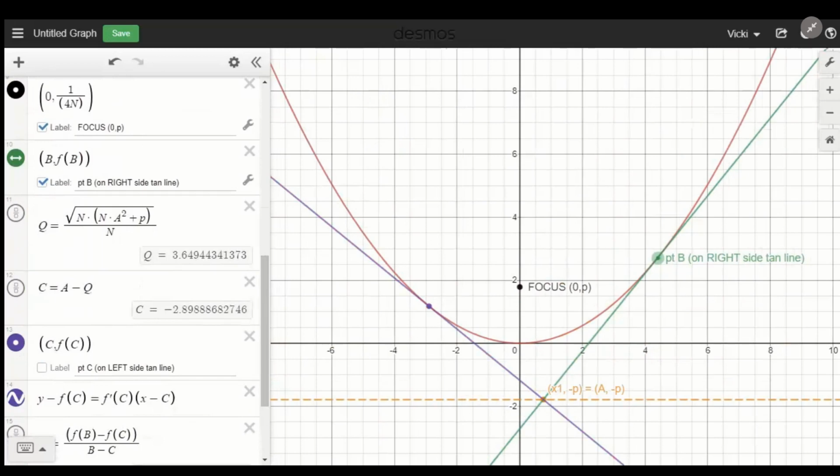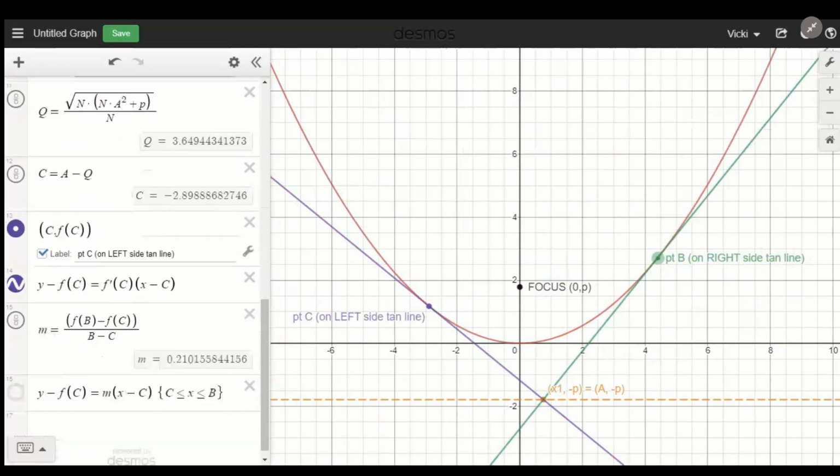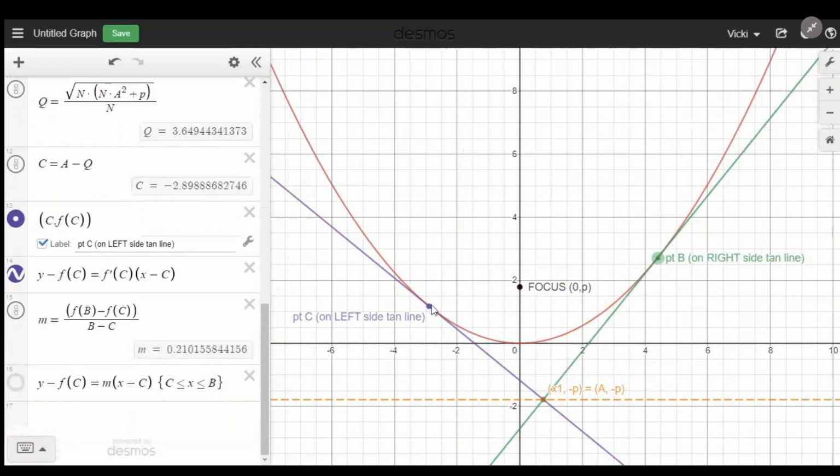So that's the situation you have, and what you're trying to prove is that the segment from point C to point B is going to go through the focus. And so here's the slope. It's y2 minus y1 over x2 minus x1. And then here's the line between them. And notice it does go through the focus.